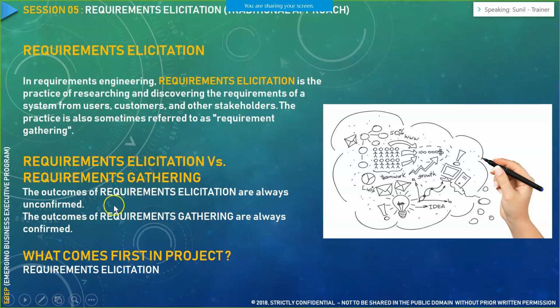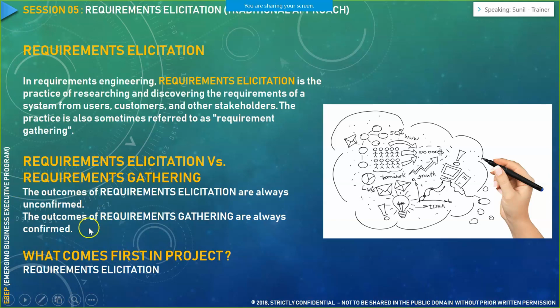So if someone asks you what's the difference between requirement elicitation and requirement gathering, in the requirement elicitation phase, the results are always unconfirmed. And in the requirement gathering phase, the results are always confirmed. Now, what is the meaning of unconfirmed and confirmed? Whenever you are eliciting a particular requirement, you are just taking notes of that particular requirement. You don't send it out for formal approval from the business stakeholder.